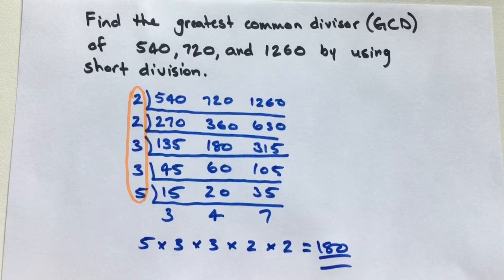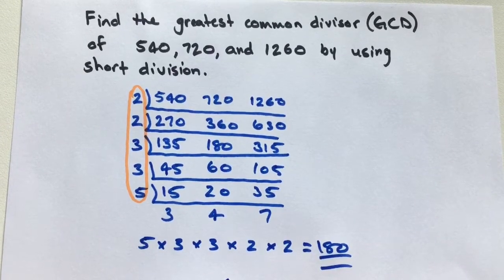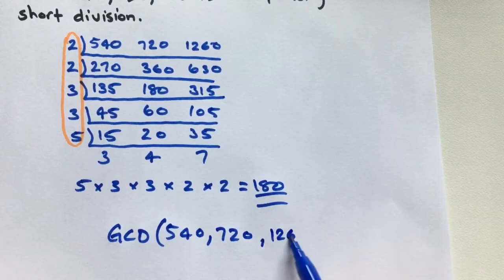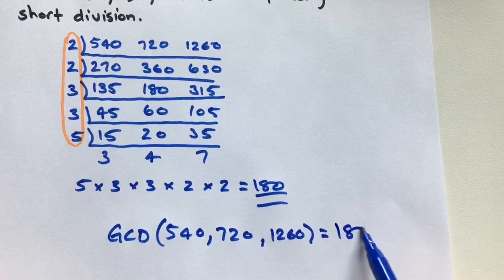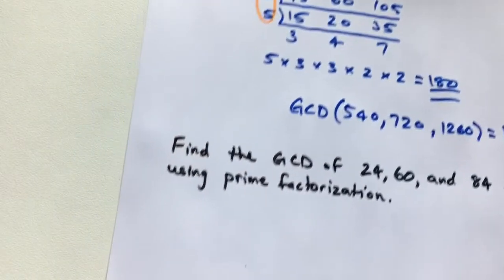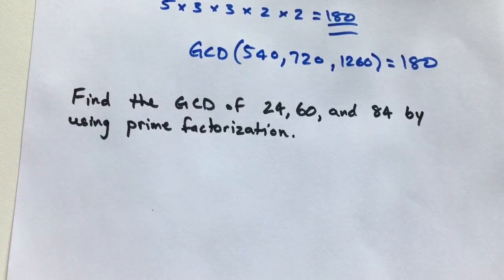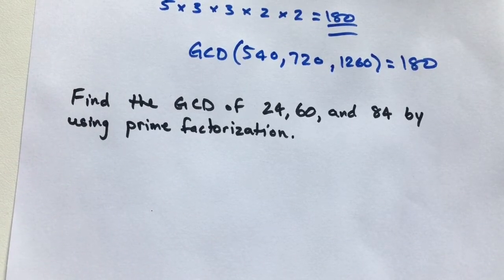So the GCD of 540, 720, and 1260 is equal to 180. So in our next example, we want to find the greatest common divisor of 24, 60, and 84 by using prime factorization. We're just going to write all these numbers out in their prime factored form.